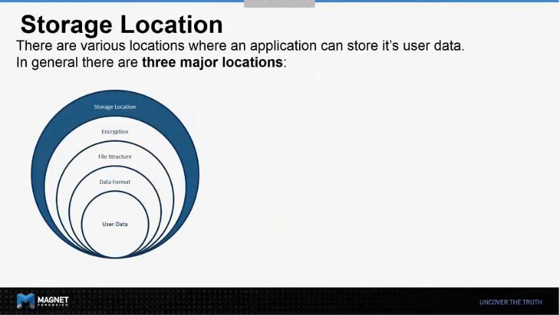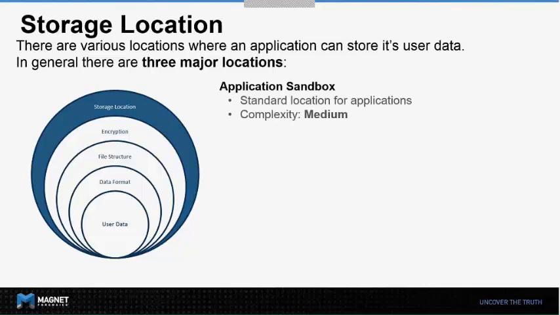So starting with the storage location, there are various locations where an app can store its user data. In general, on iOS and Android, there are 3 major locations. The first one is the application sandbox, and you've most likely seen this on iOS and Android devices. This is the standard location where apps will store their data. And whether it's a SQLite database or a flat file, this is where most of the app data will end up.